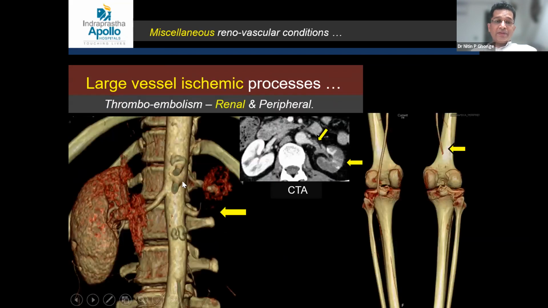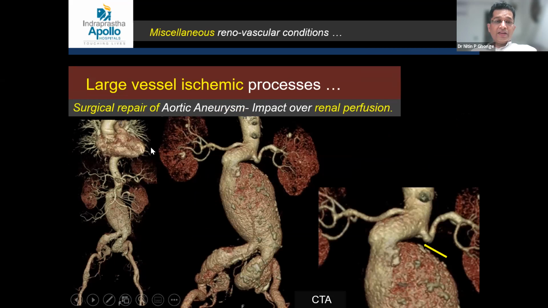This is another example. We can see the right kidney shows normal perfusion, normal enhancement, while the left kidney shows embolic occlusion, because we can see the filling defect in the left renal artery, and the left kidney is all small and shrunken. Similarly, popliteal arteries also show occlusion. This is another example where we can see a large aortic aneurysm, but at the same time we can see the renal arteries are showing small intrarenal aneurysms on both sides, which can be nicely picked up on CT angiography.